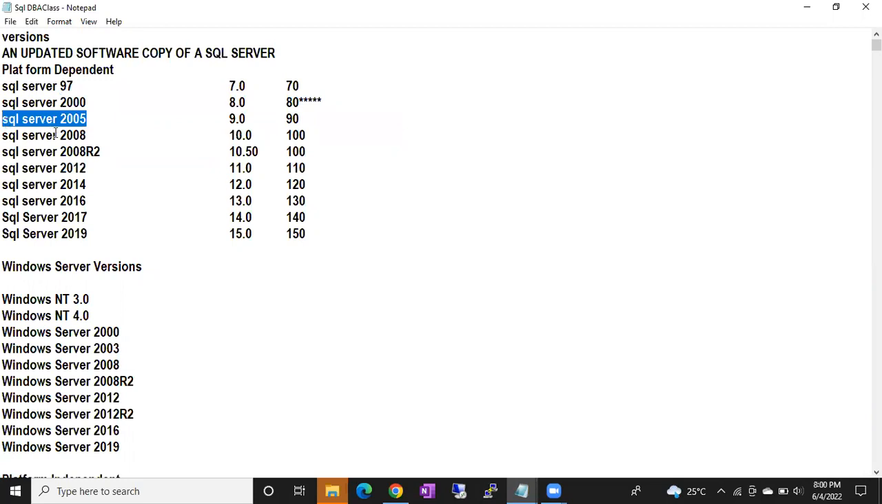And after 3 years, it releases 2008. In the same year, it just released one more copy of SQL Server 2008. That is release 2, SQL Server 2008 R2. In the same year, it was released. Then we have SQL Server 2012 after 4 years. Then after 2 years of 2012, we have 2014, 2016, 2017, 2019.